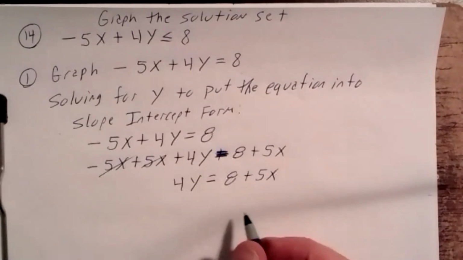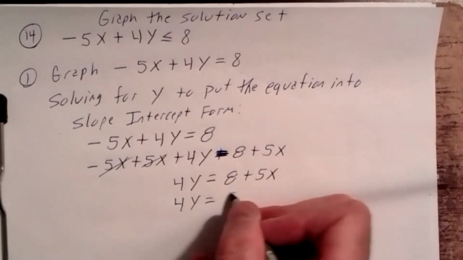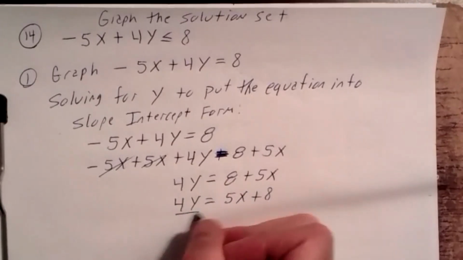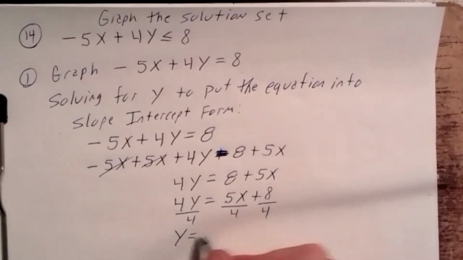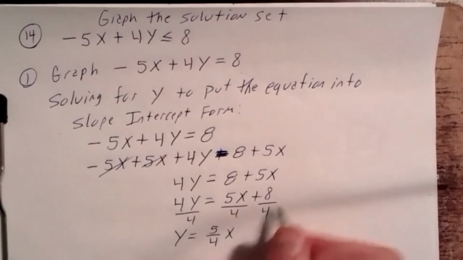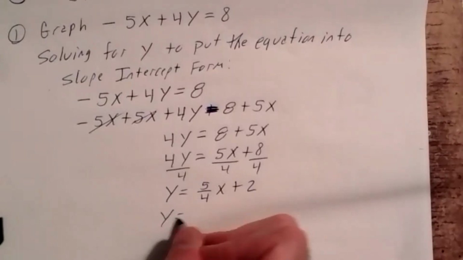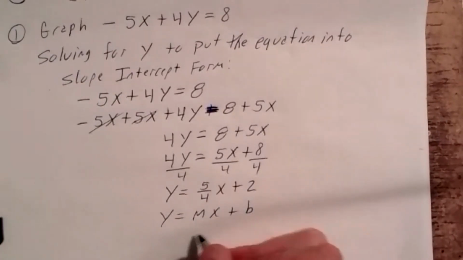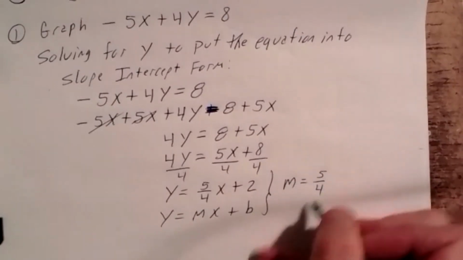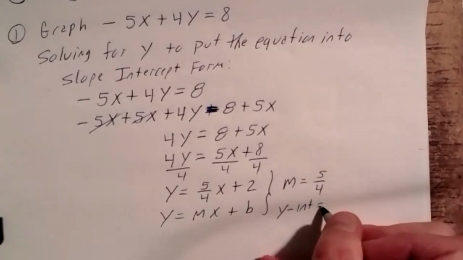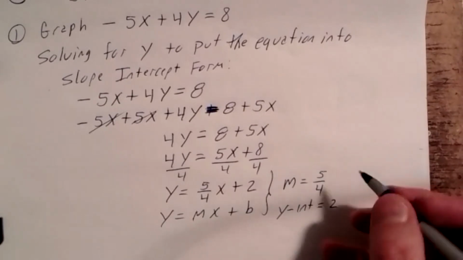Now we're going to divide both sides of the equation by 4. I'm going to spin these terms around here. We're shooting for slope-intercept form. Hence, we have y is equal to 5/4 x plus 8 divided by 4 is 2. So now we've got our equation in slope-intercept form. Therefore, the slope of this line is 5/4, and the y-intercept is equal to 2. Knowing that information, we can graph this line in the XY plane.